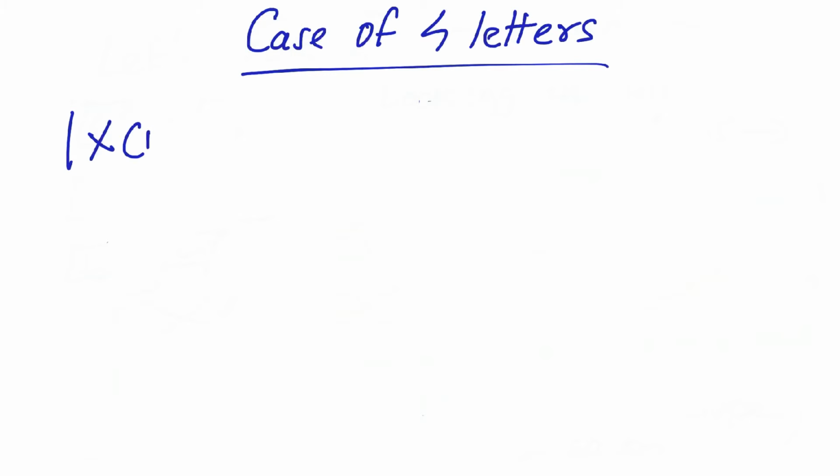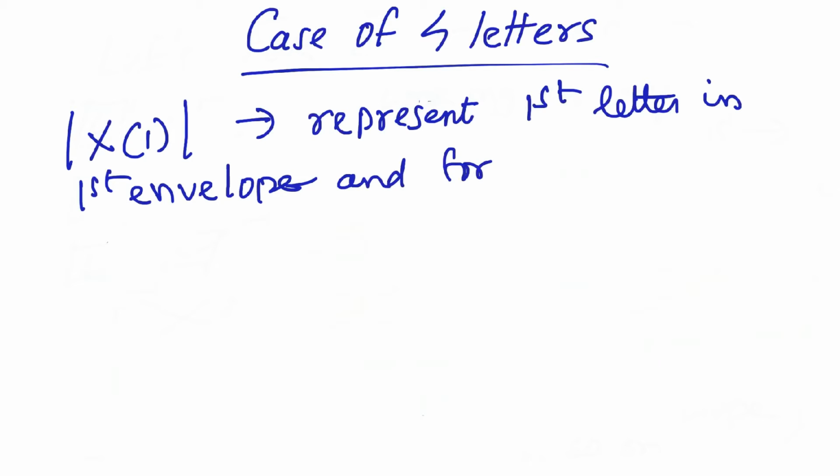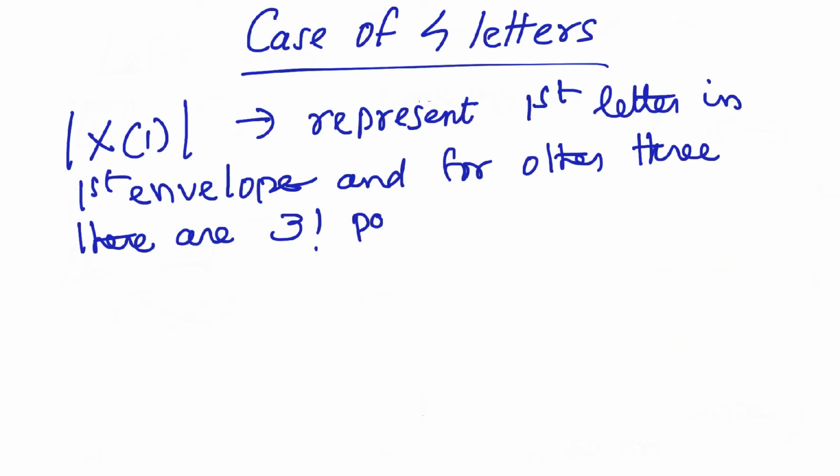Now, we are going to the case which we intend to do. So what is the case of 4 letters? Let's do the calculation in a step-by-step manner. For x1, basically it represents the first letter in the first envelope, or the first value in its intended position. And as we are dealing with 4 letters, for the other 3 there will be 3 factorial possibilities, which basically means that there are 6 possibilities for the other 3 letters.